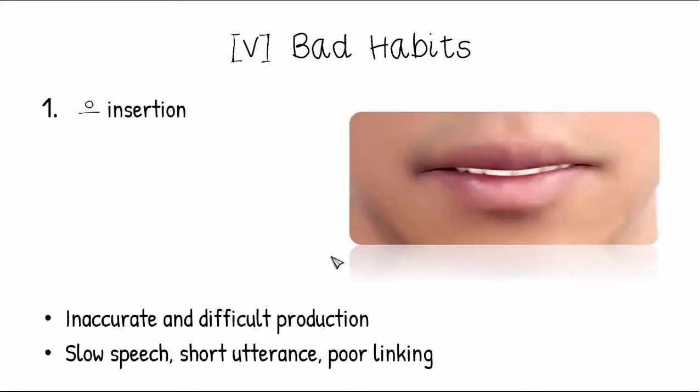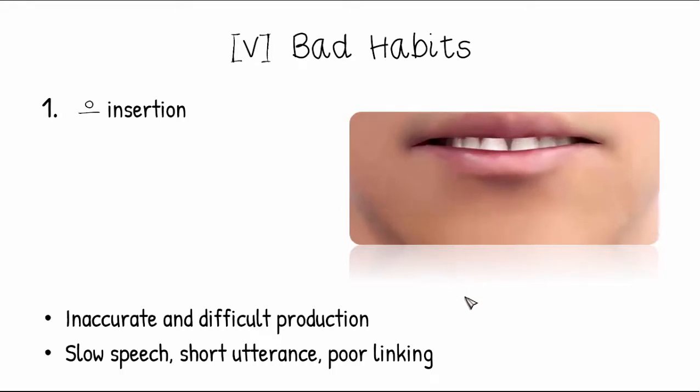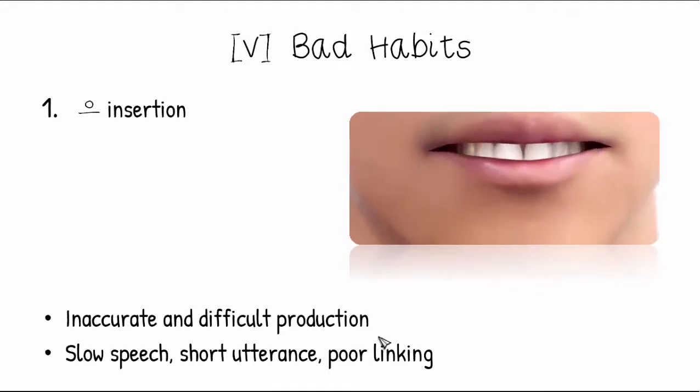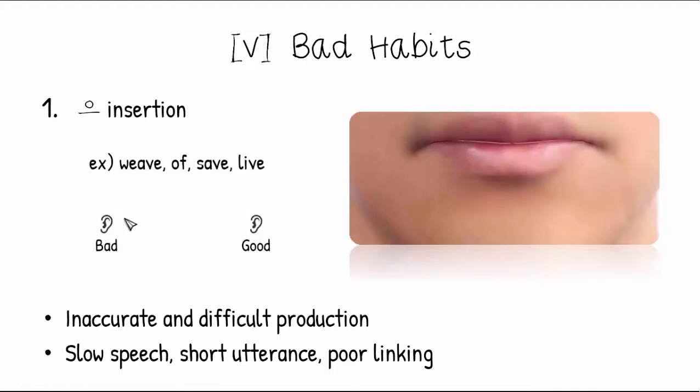Ø insertion. You start out fine, but then let go of your lower lip so the air friction can no longer be generated. Instead, you make sound with voice only. This is not a V phoneme. You should keep the inside of your lower lip touching the upper teeth and blow with voice. Bad examples: weave, ove, save, live. Good examples: weave, of, save, live.